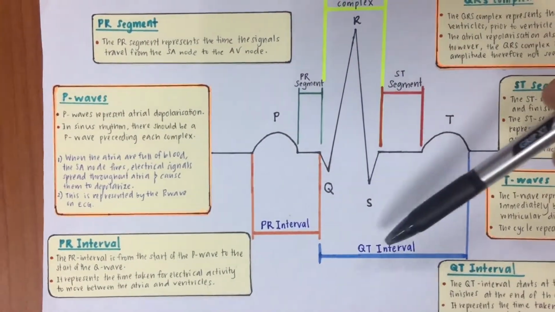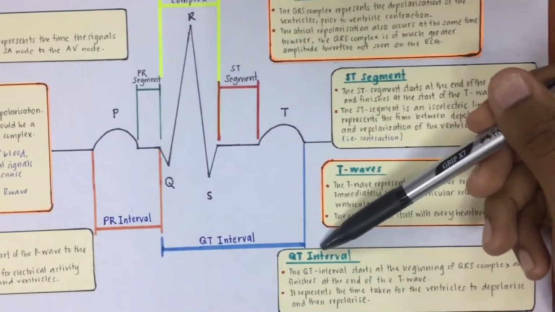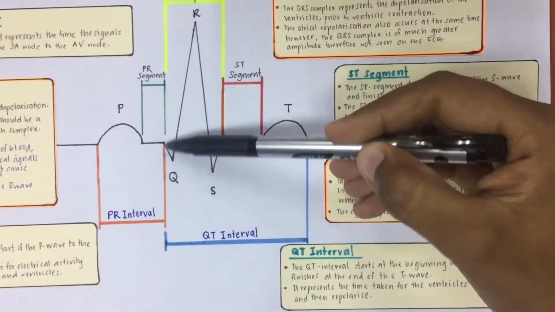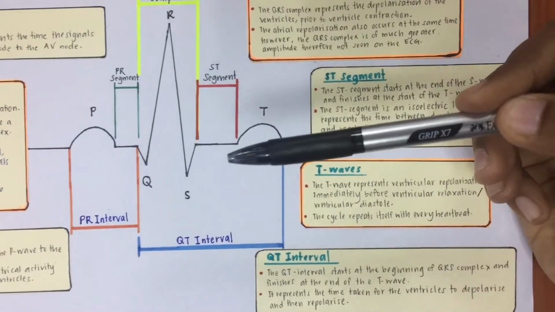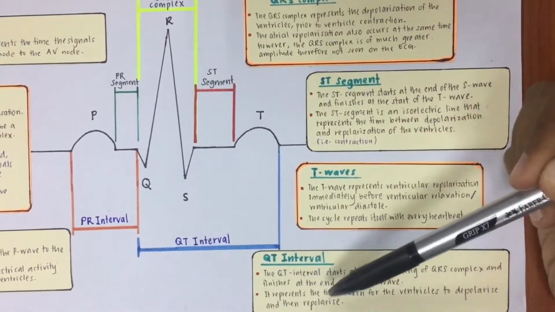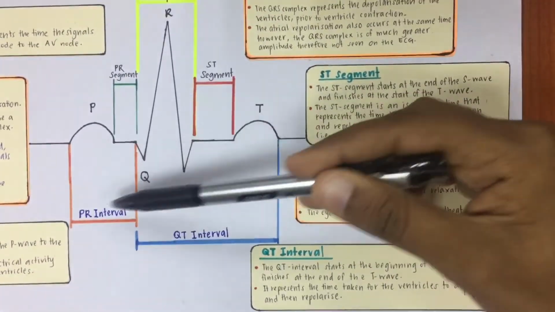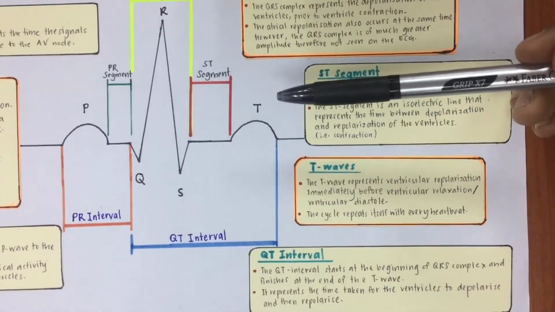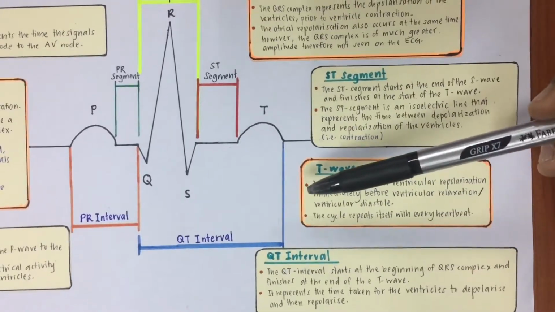And lastly, we have the QT interval. The QT interval starts at the very beginning of the QRS complex and finishes at the end of the T wave. This QT interval represents the time taken for the ventricles to depolarize first and then repolarize. So this cycle repeats itself with every heartbeat.